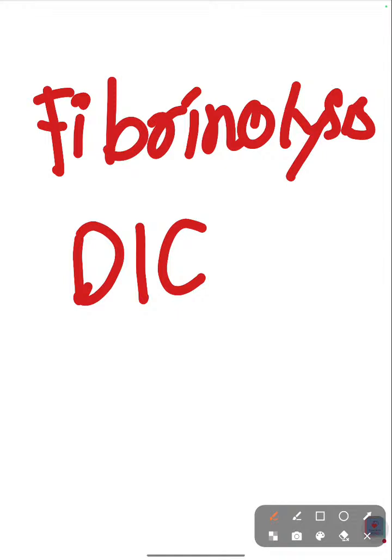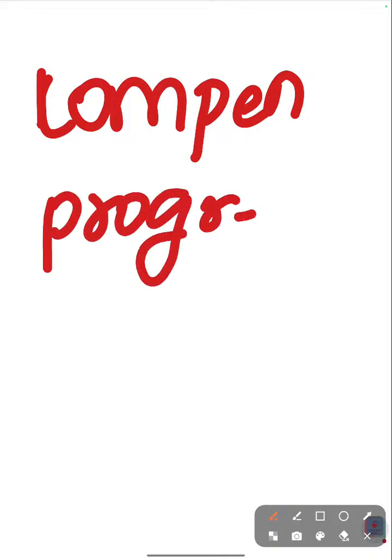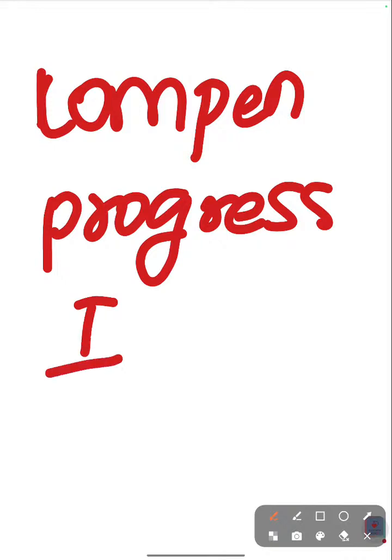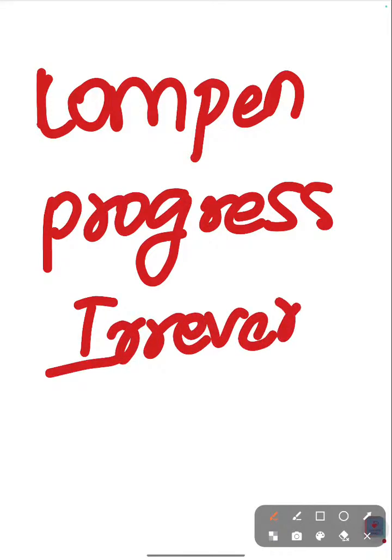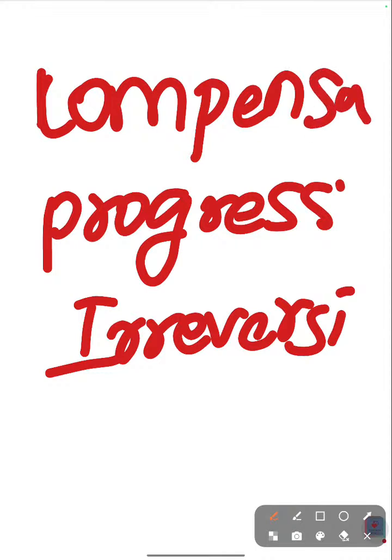So, what is the pathophysiology? There are three phases. One is the non-progressive compensatory phase, the initial or early stage, which is reversible. Then the progressive decompensated stage. Then there is the irreversible stage, where there is no use of treatment.